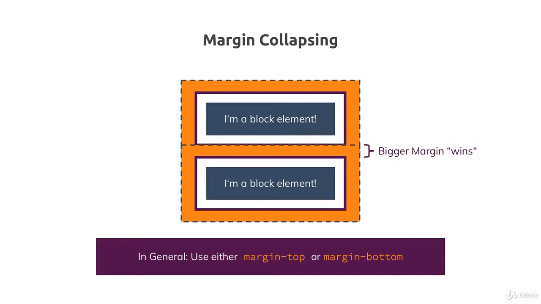So in our case, we got some collapsing. It's not really a problem because we got a fine distance between the elements. I just want to highlight it here so that you don't wonder what's going on.